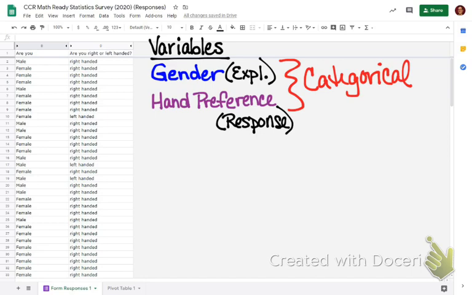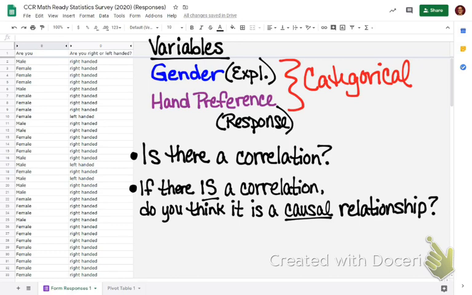So in comparing these 2 variables, a couple of the things that we're going to be looking for is, is there an association between these 2 variables? Is there a correlation? And if there is a correlation or an association, is that causal or not? Will we be able to determine that from this information?